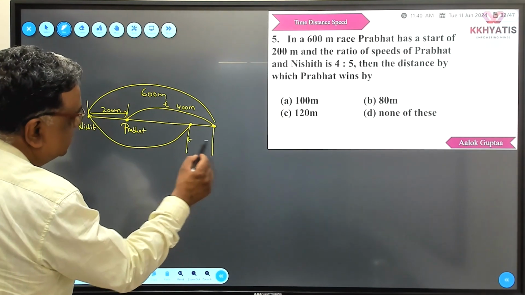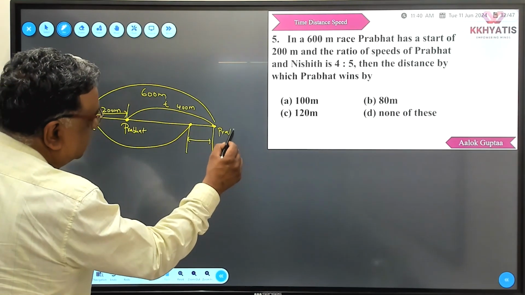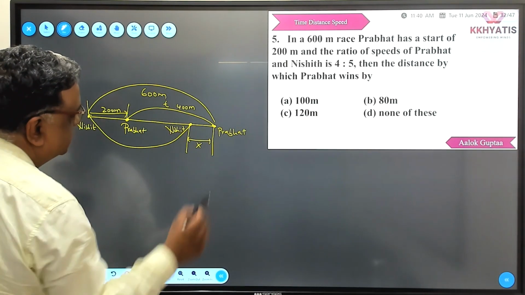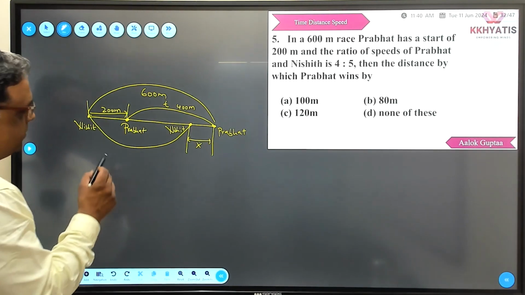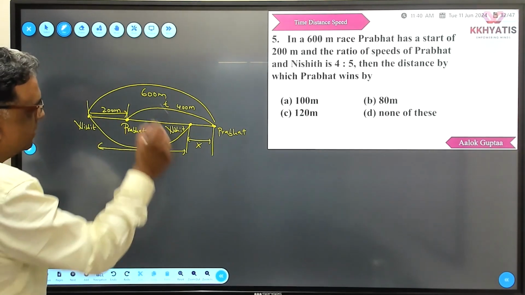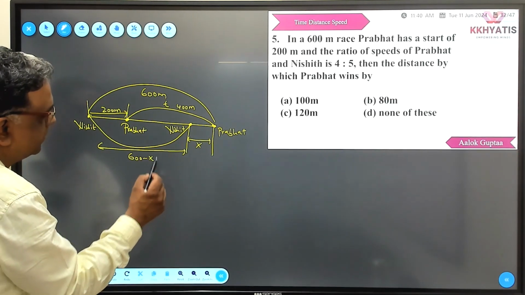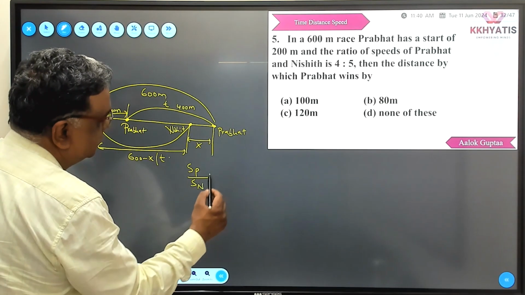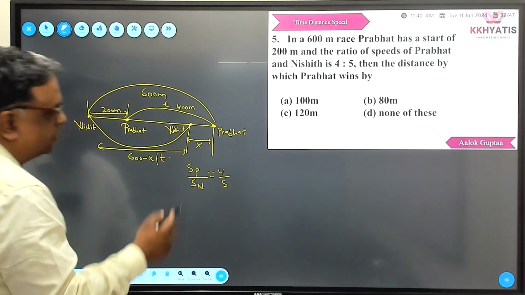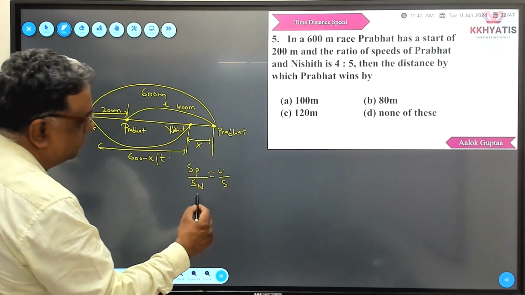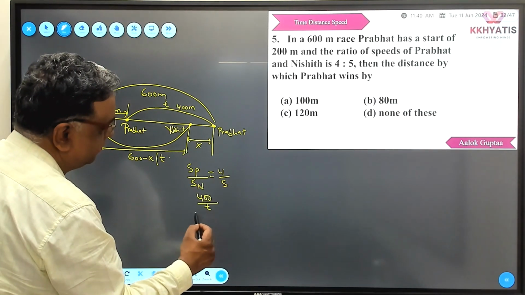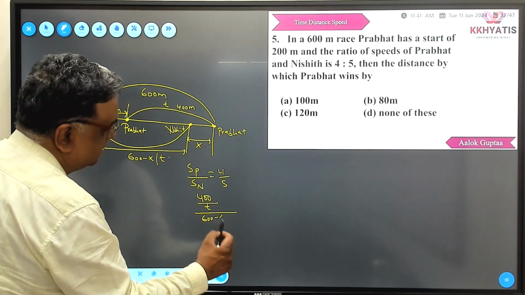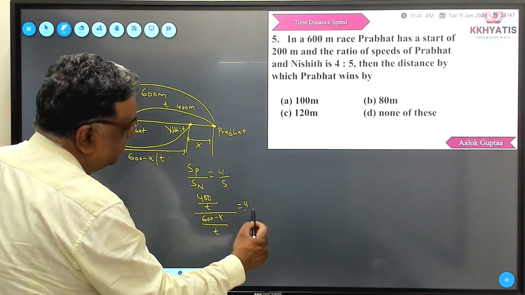So how much Prabhat has beaten Nishit, let us say x. This is what we have to find. Which means Nishit must have traveled a distance of 600 minus x in that same time, right? Now speed of Prabhat upon speed of Nishit is given to be 4 upon 5. So speed of Prabhat is distance Prabhat covered, which is 400 in time t, and speed of Nishit is distance Nishit covered, which is 600 minus x upon t, is 4 upon 5.